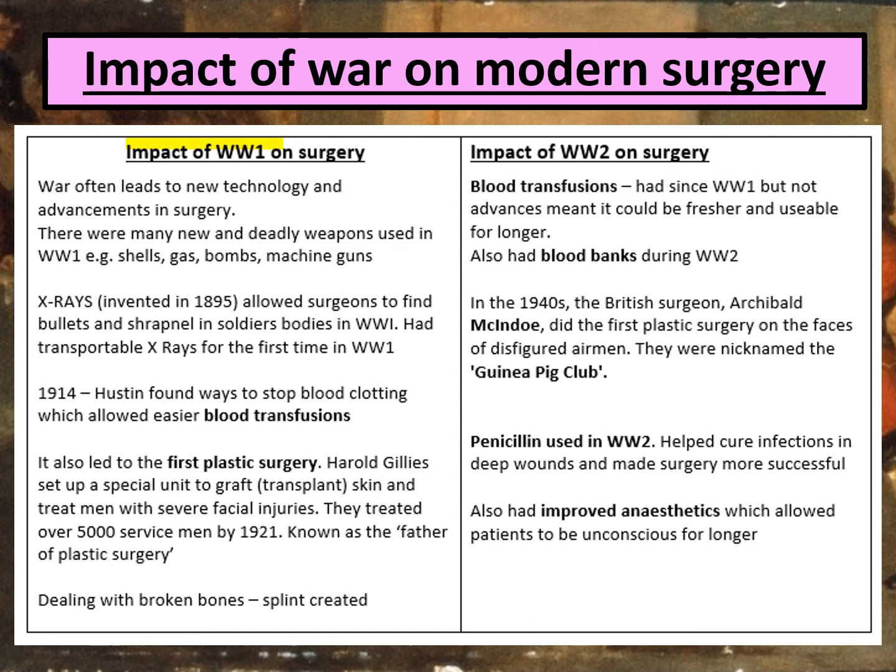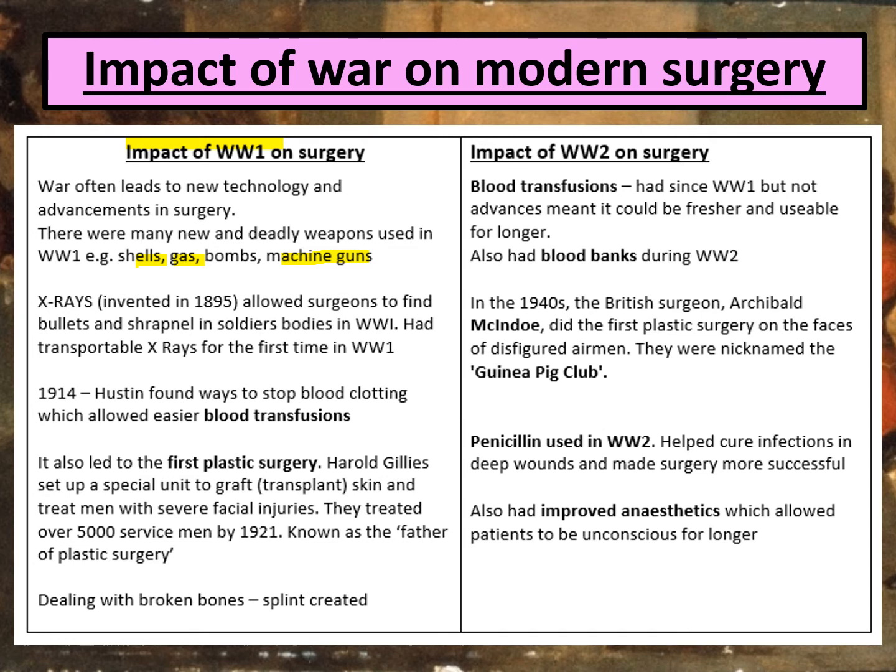So thinking about the impact of World War One on surgery, they were obviously having to deal with lots of new problems with the body as a result of new weapons. Obviously, they've had guns since the Renaissance period, but now they're having to deal with things like machine guns. They're also having to deal with problems like shells and all of the shrapnel that often came out of those shells, and also the new weapon of gas, which was used for the first time on a mass scale in World War One.